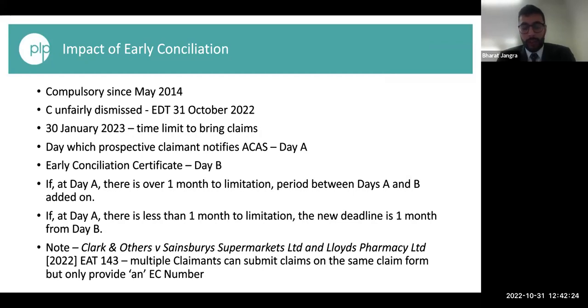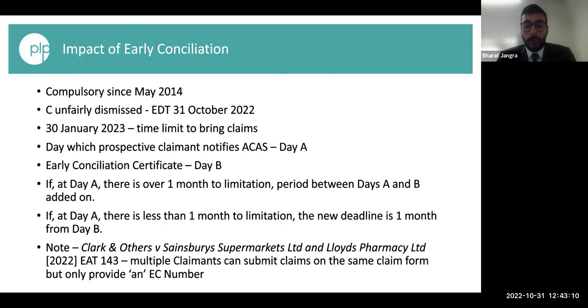And so I've just got some dates there to help explain this. If, for example, a claimant was unfairly dismissed today, the effective date of termination being today, they would have 3 months less 1 day to bring their claims. So that would be the 30th of January 2023. But we also need to fit in the ACAS early conciliation period in that. And so day A is what's referred to when the claimant notifies ACAS. And then date B is when ACAS issue their early conciliation certificate.